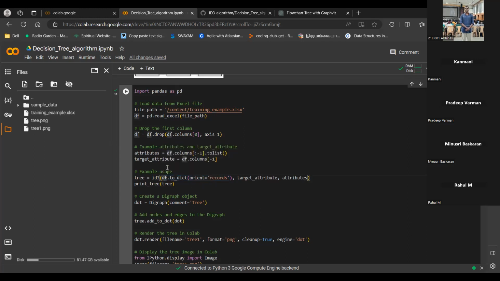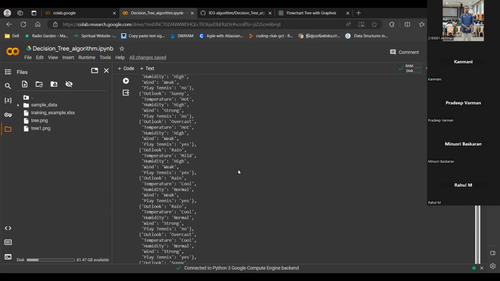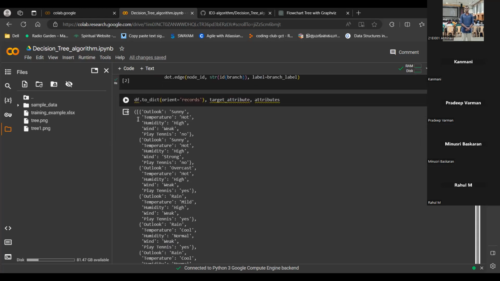Initially, when we read the Excel, it will be in the form of a data frame. We are converting it into a dictionary, to be very clear, a list of dictionaries. The target attribute is PlayTennis, and attributes is a list of attributes. Let me show how it looks. It's a list of dictionaries. Every instance is stored as a dictionary, each one a row in that Excel. Is that so? Yeah, each dictionary is a row in the Excel.